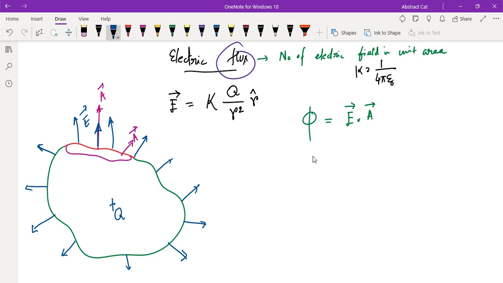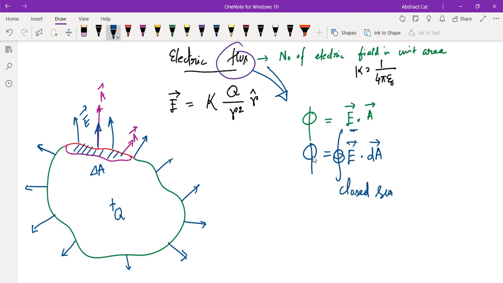So phi is the scalar quantity, electric flux, that is equal to electric field times unit area. Okay, multiplied by this. So now if I consider a small amount of area here, suppose that is delta A. So phi is the closed surface integral of E dot dA. Okay, and E and dA, that's very important, that is a dot product. Phi is a scalar quantity, and E and dA are both vector quantities.